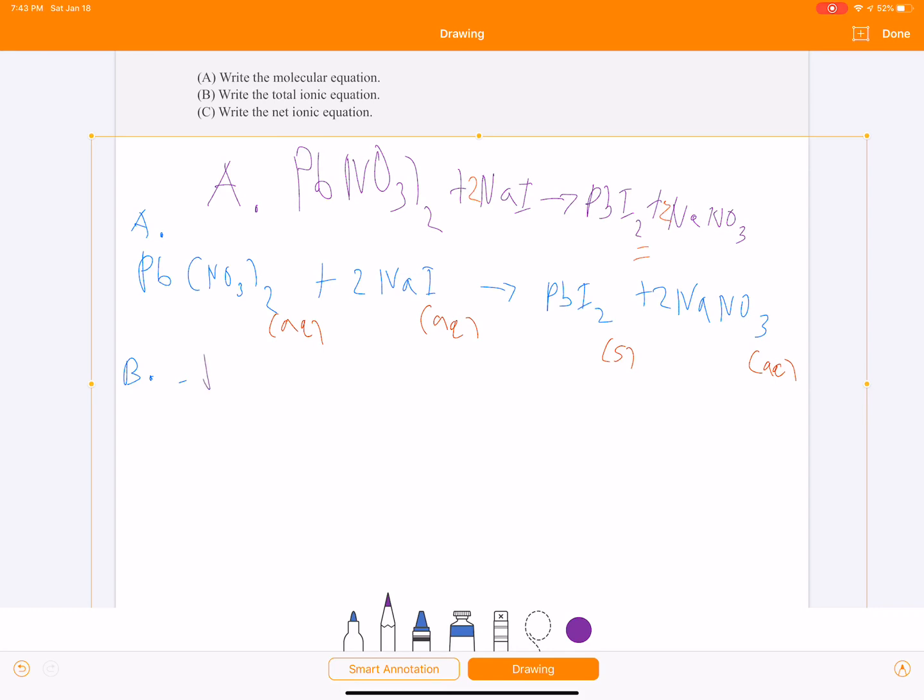So we have, starting from the left, lead plus 2 ions. We have 2 nitrate minus 1 ions. We have 2 sodium plus ions. We have 2 iodide minus ions, but we don't touch the solid. It stays together. We have 2 Na plus ions and 2 NO3 minus ions.